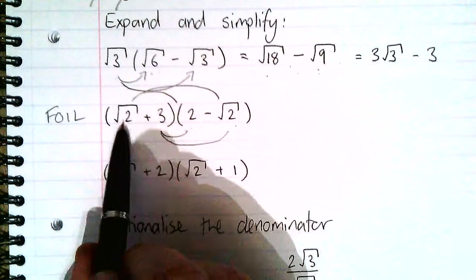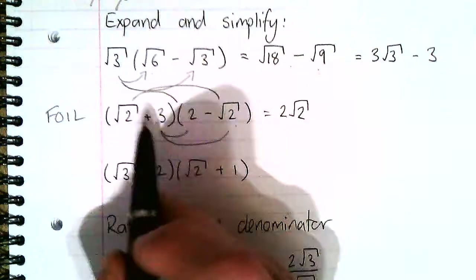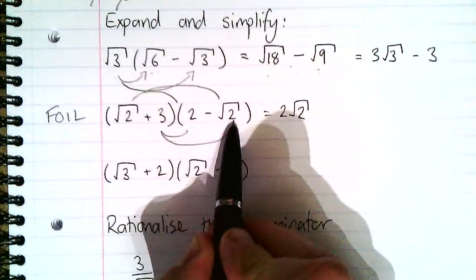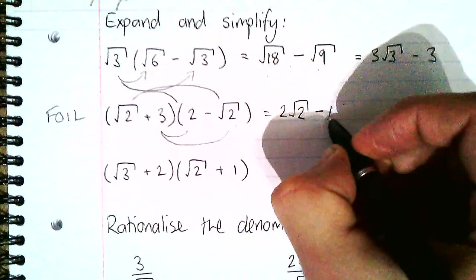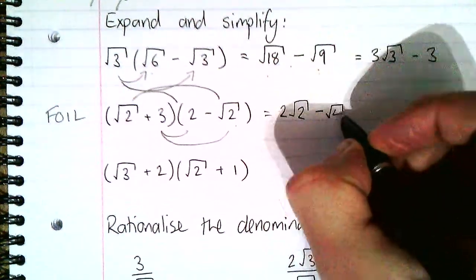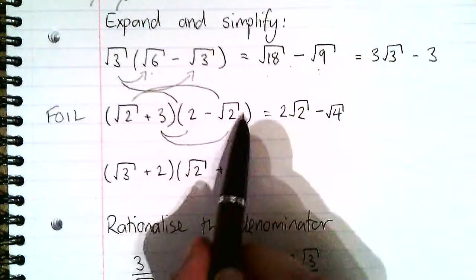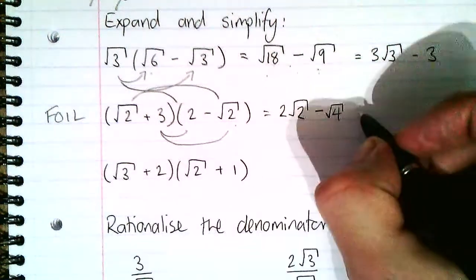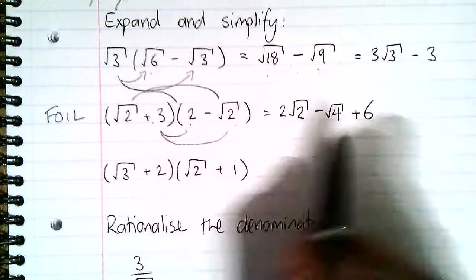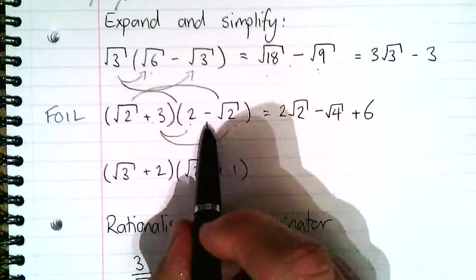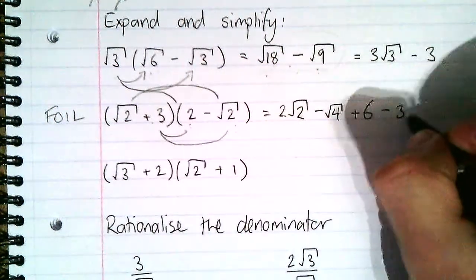So here, square root of 2 times 2 is 2 square root of 2. Square root of 2 multiplied by the negative square root of 2, it's going to be negative. It'll be square root of 4. Next one, so that's your first, your outer, now you've got to do the inner, so 3 times 2 is 6, it's positive 3 times positive 2, so it's a positive 6. 3 times negative root 2, so it's going to be a negative. 3 times root 2 is 3 root 2.